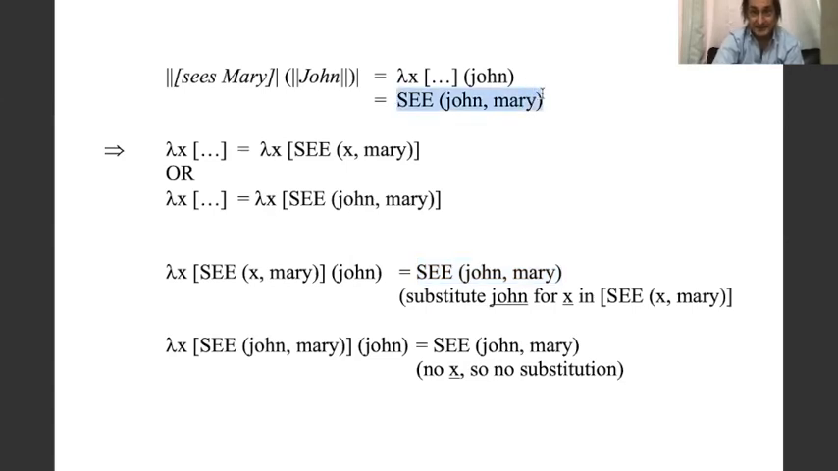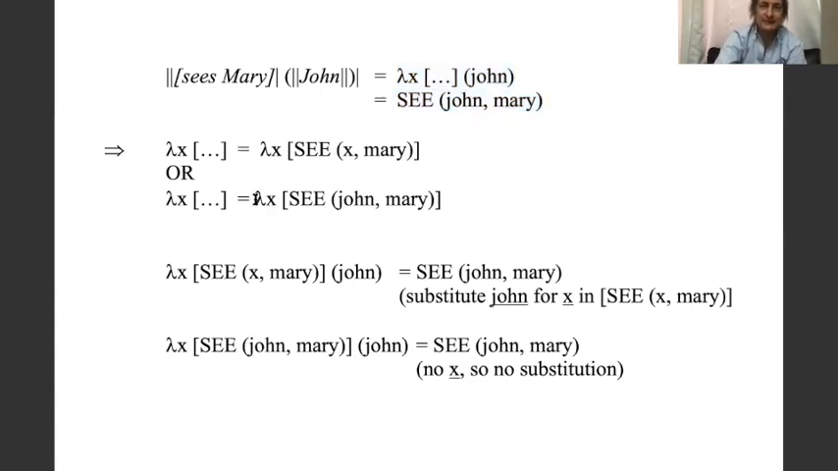See John Mary is exactly what we wanted to get. So this is a solution to the problem set up above. How do we define this so that this equality holds? It turns out there's also one other solution though, and that other solution is this.